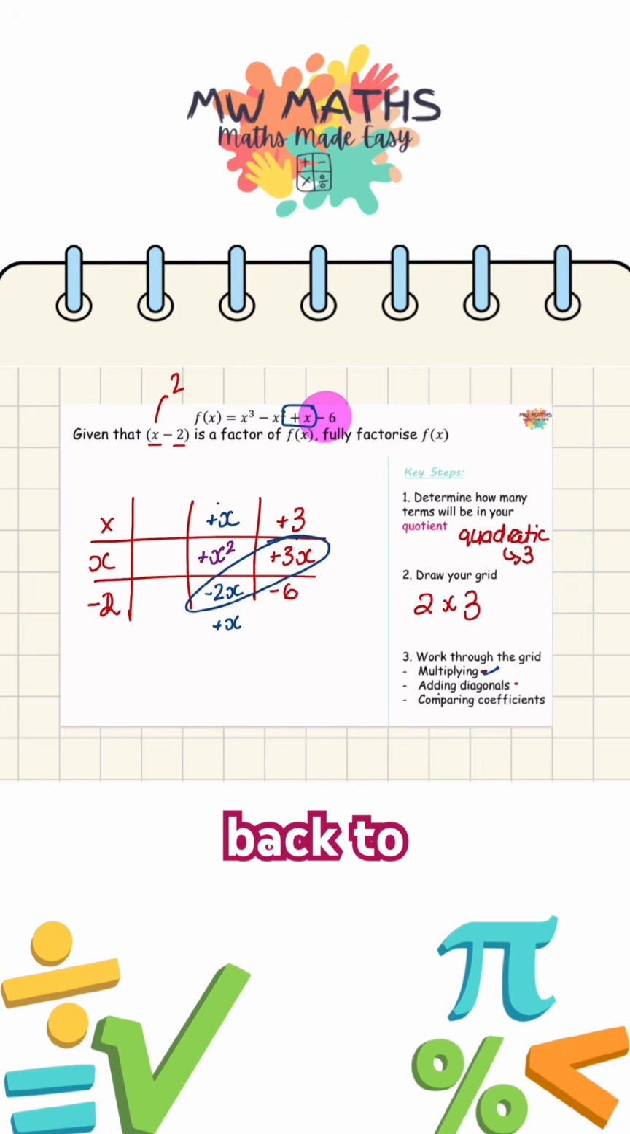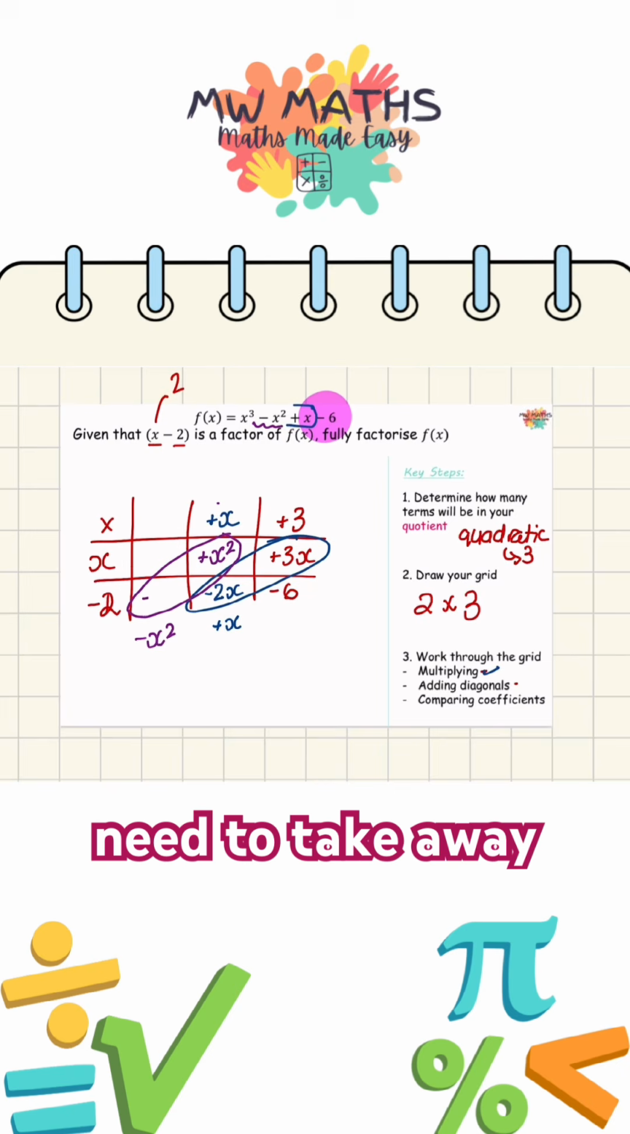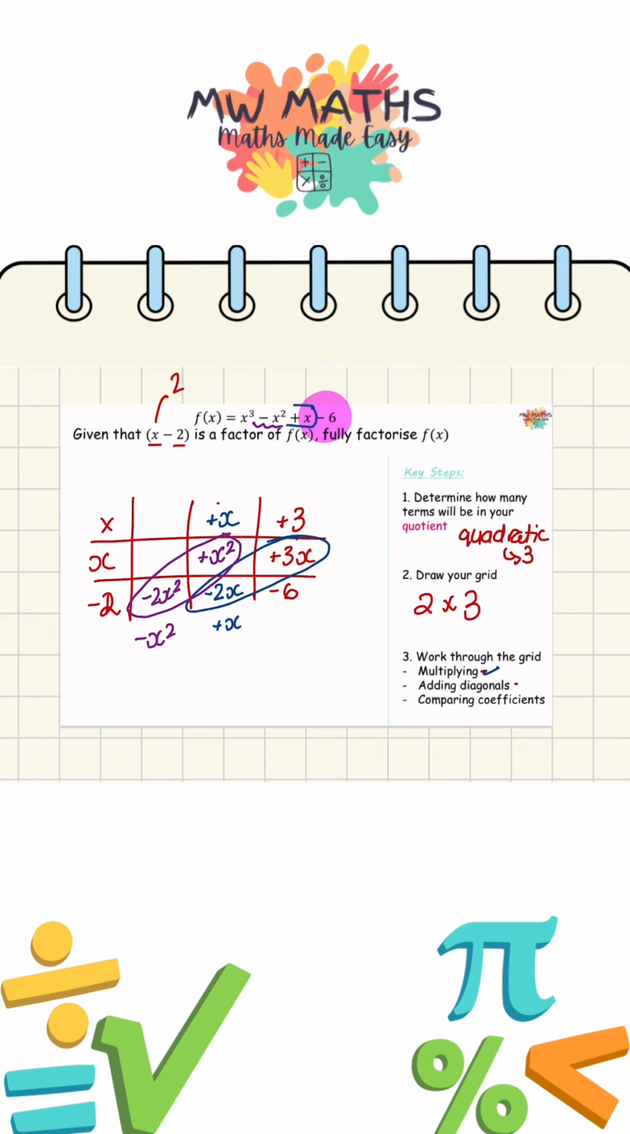Right, I'm back to looking at diagonals and comparing coefficients. So my x², I need that diagonal to work together to get me -x². At the moment, I've got x². Again, too much. I need to take away 2x².